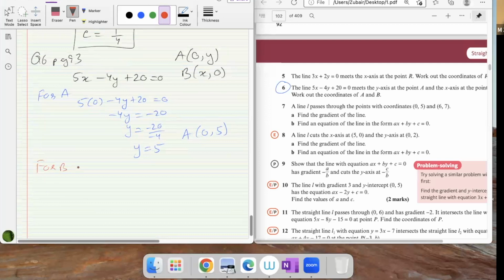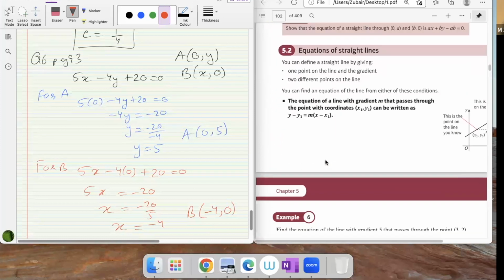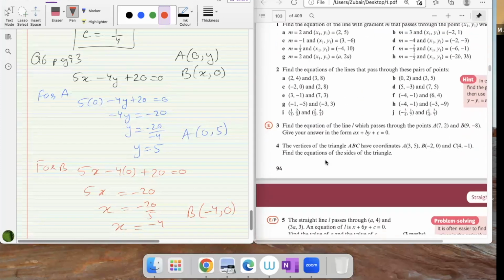For B, 5 into x minus 4, y is 0 because it crosses at the x-axis. So 5x is equal to minus 20. X is equal to minus 20 by 5. X is equal to minus 4. So B is minus 4, 0. So whatever is given, we just substitute it with the formula or plug in the values in the given equation.